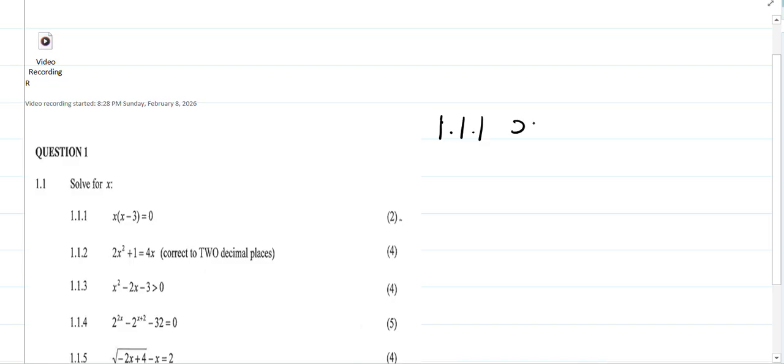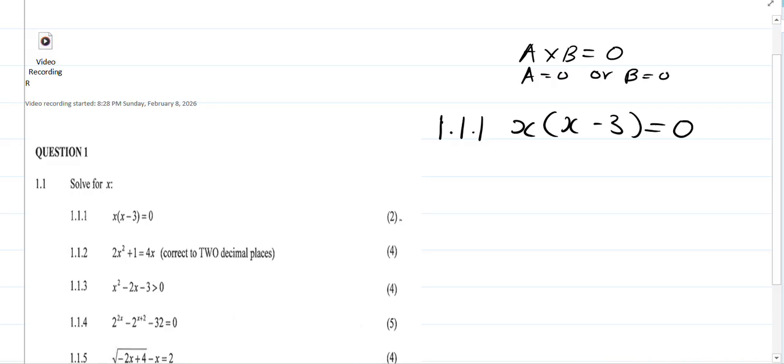The question goes x(x - 3) = 0. When you have a question of this particular nature, a lot of learners tend to waste time by multiplying, and then after multiplying they are going to factorize. Already the question has been factorized for you. All you need to know is that in order for two numbers a multiplied by b to give you 0, either a is 0 or b is 0. In order for you to multiply two numbers and get 0, it means that one of them must be 0.